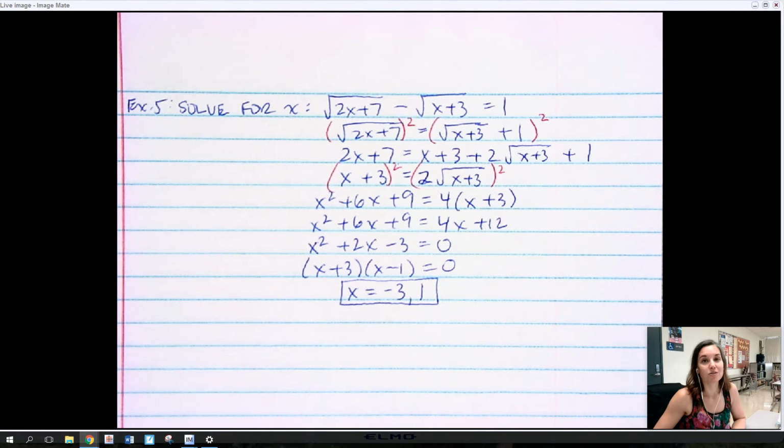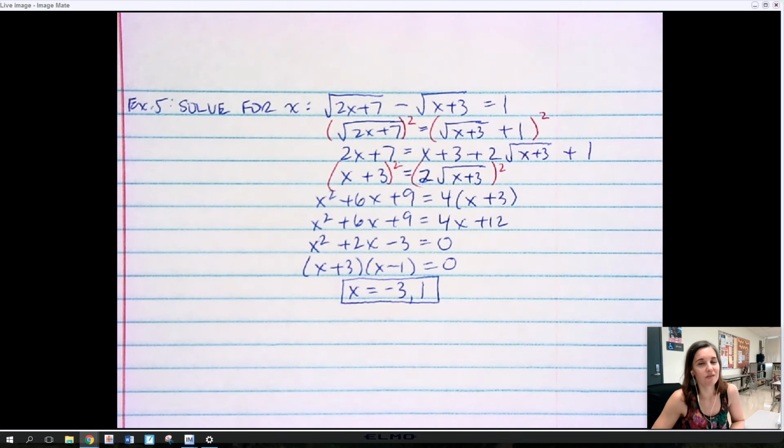All right, so that is how you solve with radicals. Good luck with your work. And if you have any questions, just let us know.